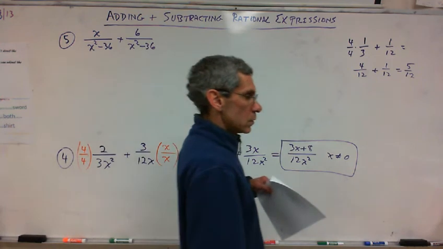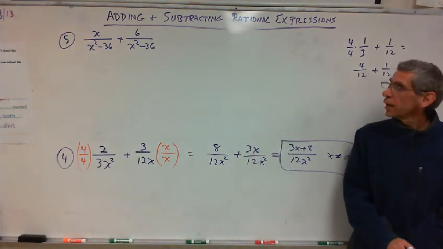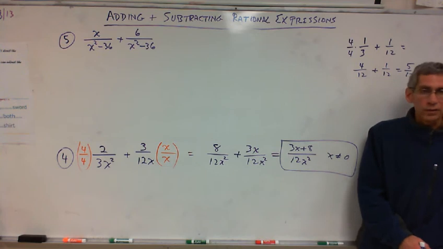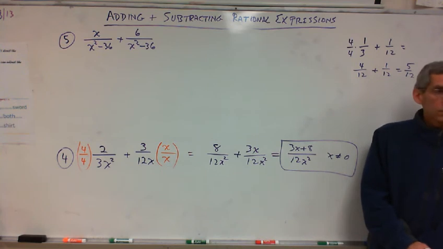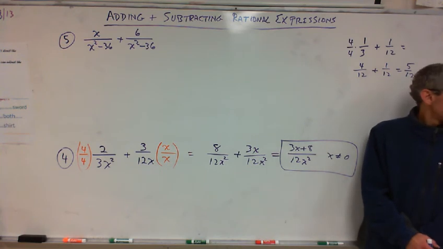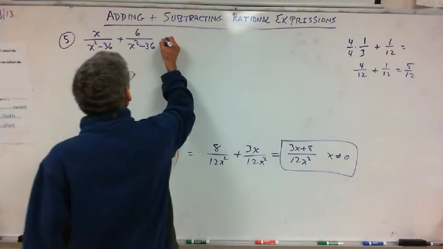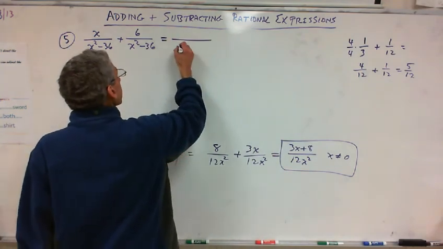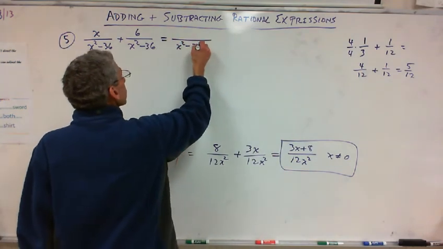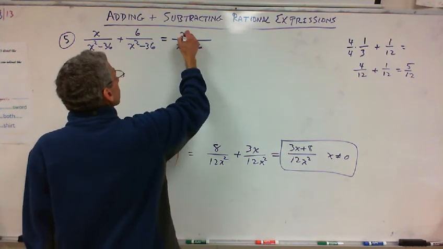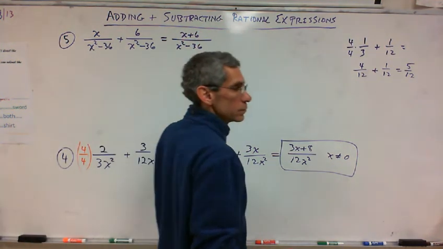Okay. So write that one down. X over x squared minus 36 plus 6 over x squared minus 36. Okay? I have common denominators, is that correct? Yes? So I'm going to put an equal sign. I'm going to put my common denominator down there, x squared minus 36. And I'm going to add my numerators, which is x plus 6. Right?